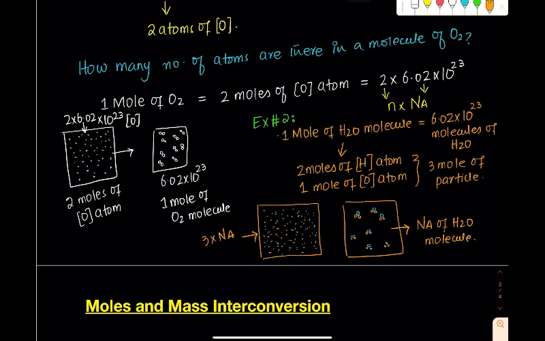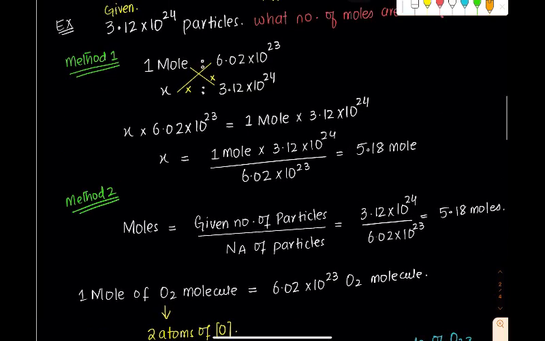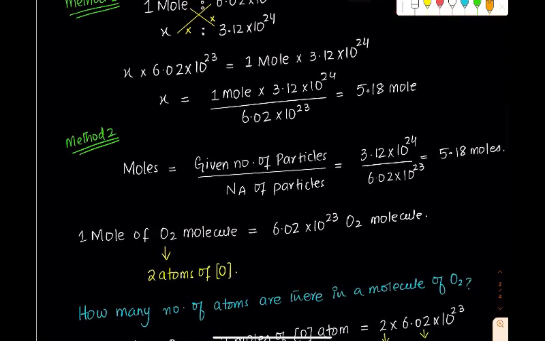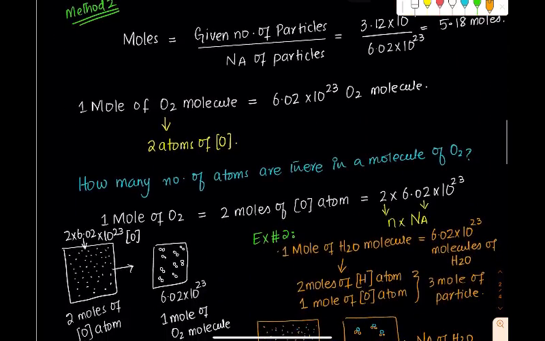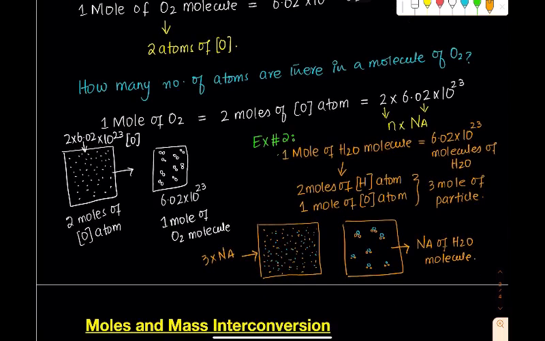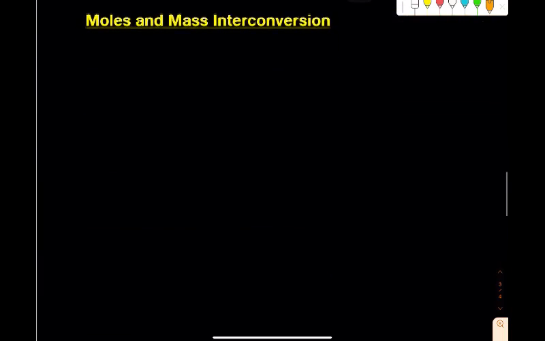I hope we are clear about this moles and Avogadro's number interconversion. There is method number 1 to find out if we have some other number of particles, and there is method number 2. Both end up with the same answer. And then we looked at the atomic level, meaning elemental level, and we saw how this number remains constant. And now we are going to talk about moles and mass interconversion.